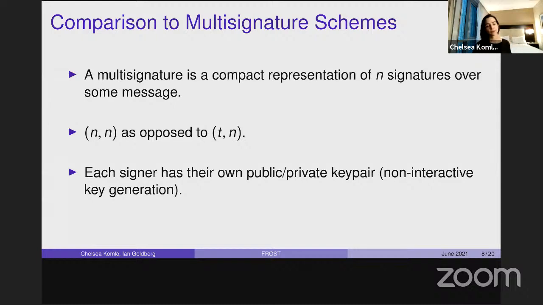And another thing that allows for easy differentiation is that in a multi-signature scheme, every signer has their own public-private key pair. So key generation is non-interactive, whereas in a threshold scheme, key generation is interactive, and that's how you get the t out of n access structure. So that's an easy way to think about multi-signatures versus threshold.